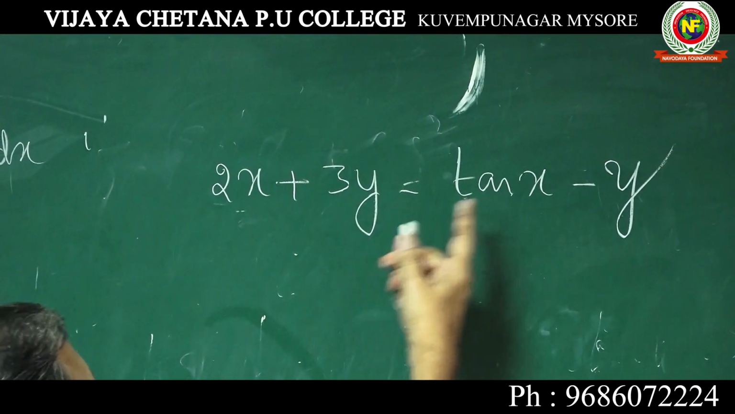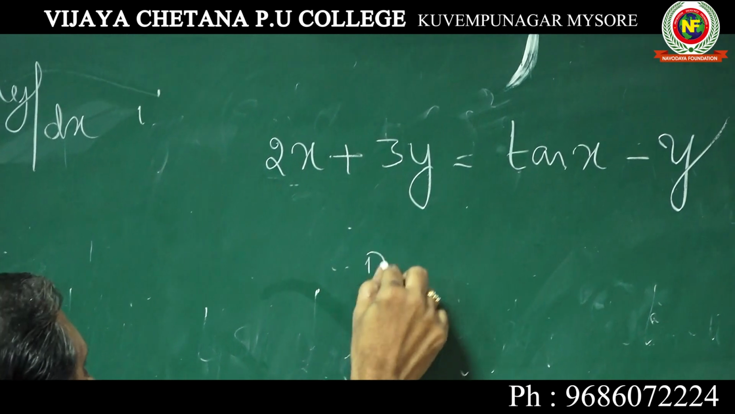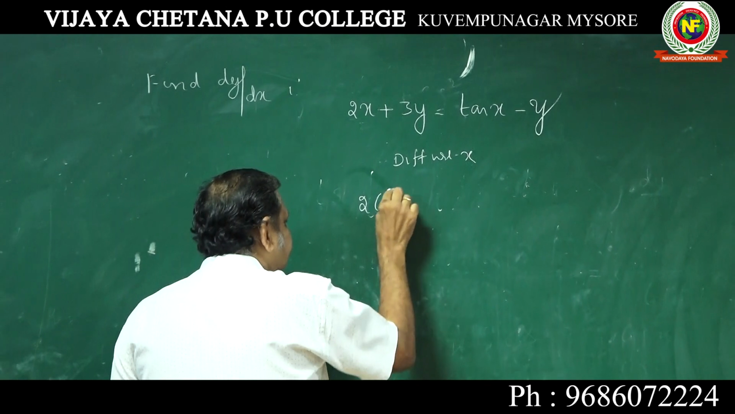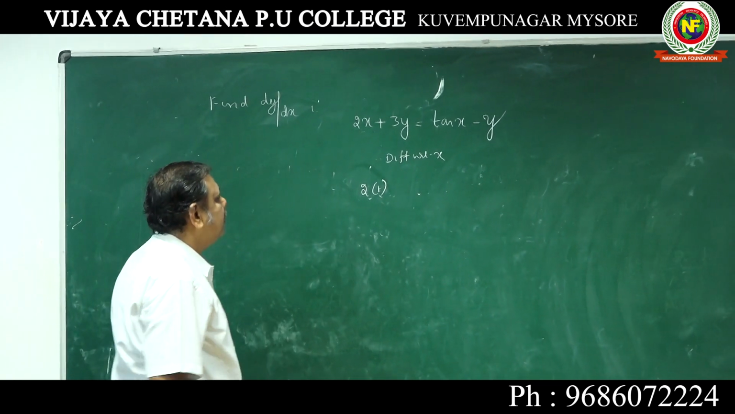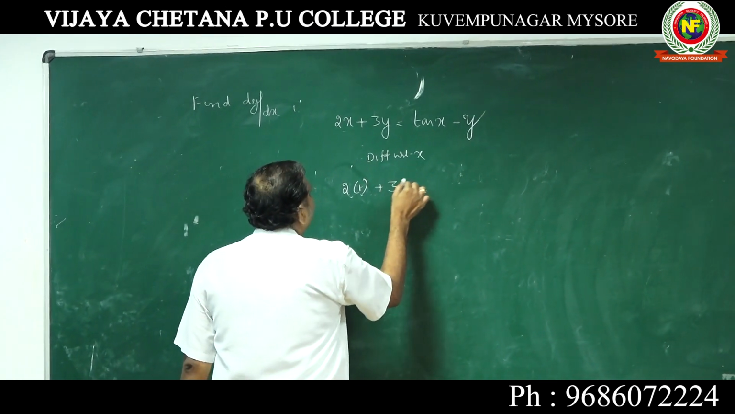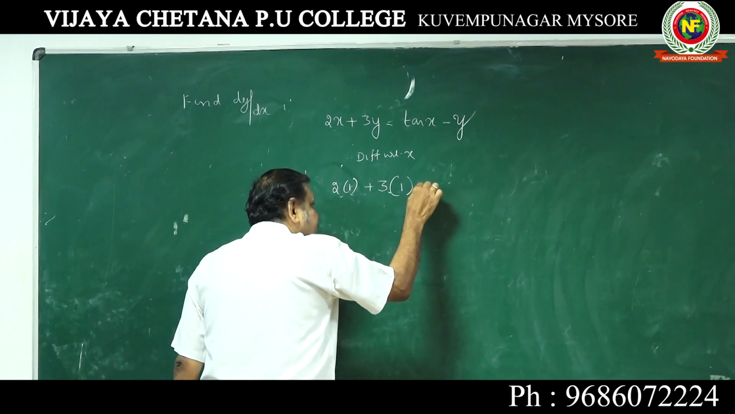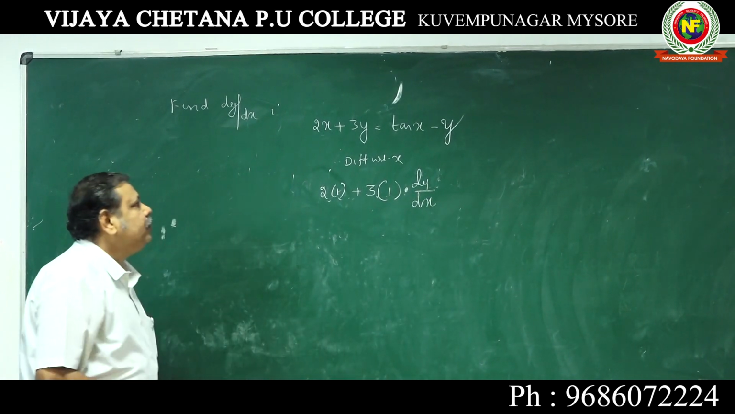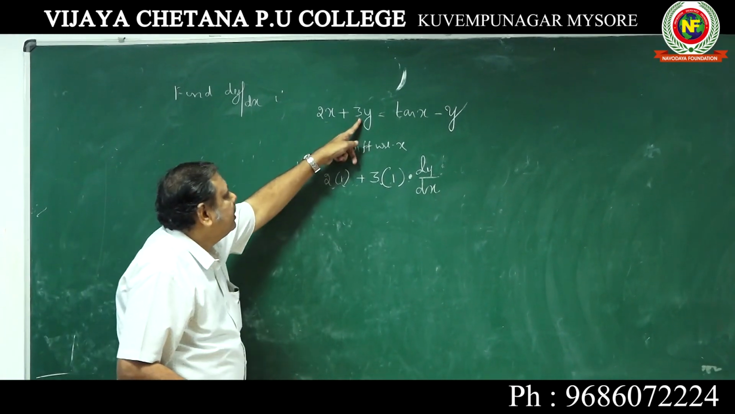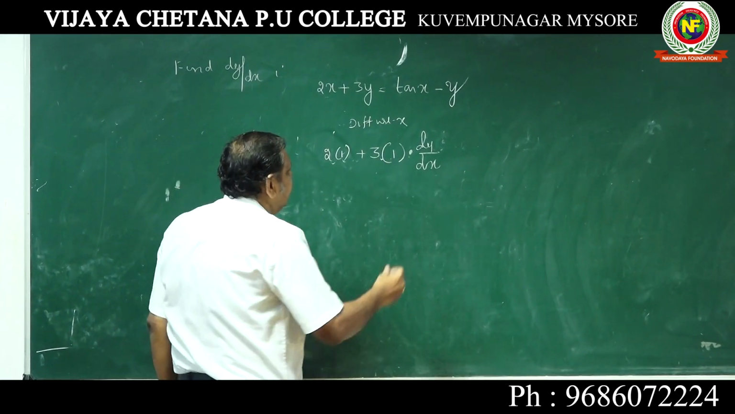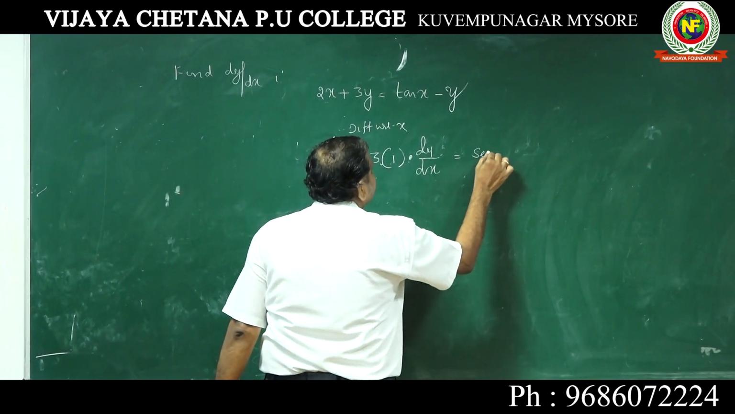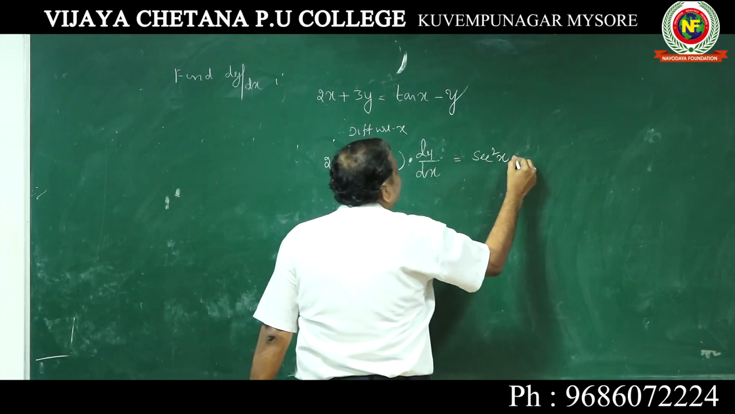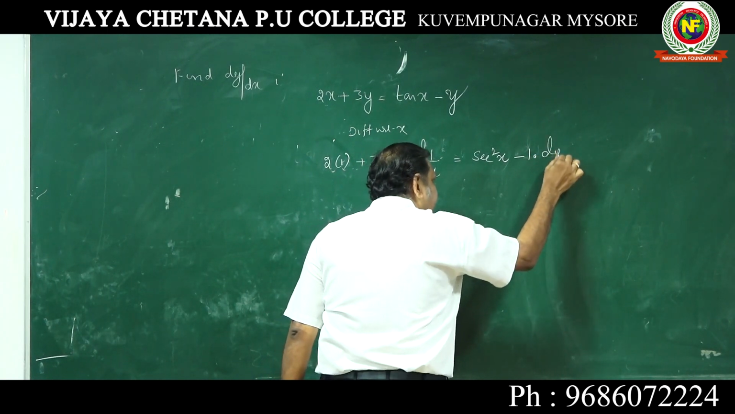Nothing but x and y are involved. It is an implicit function. So write, differentiate with respect to x. Now 2 into 1, the differential coefficient of x is 1, plus 3 into the differential coefficient of y, which is 1, but immediately you should write dy by dx, because when you are differentiating an implicit function, you must write it after differentiating the y variable. It is equal to tan x, differentiation secant square x, and minus y, minus 1 into dy by dx.